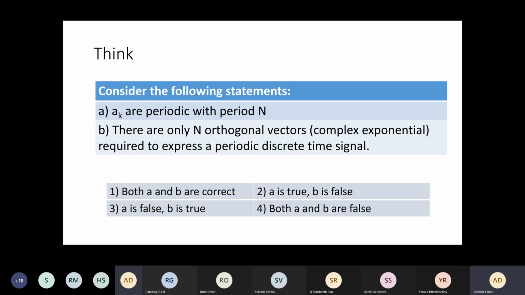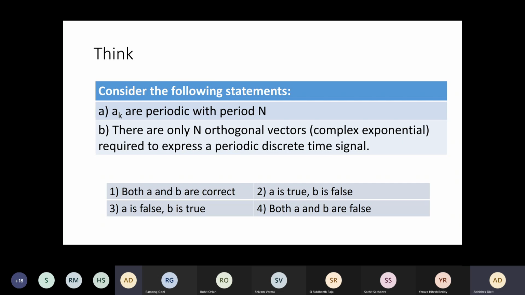Now you have to look at these two statements and tell me how many of them are correct. The first statement: are these AKs periodic with period N? We have said the signal is periodic with period capital N. Are these AKs also periodic with period N? And the second statement, which we have already seen: there are only N orthogonal vectors required to express a periodic discrete time signal, which is correct. We have already seen this.